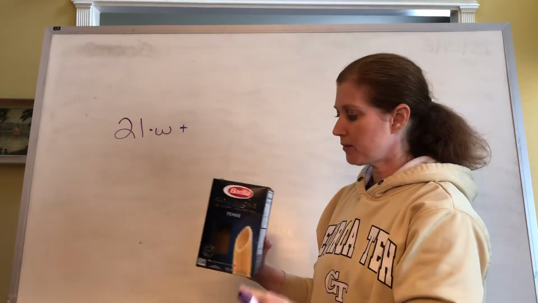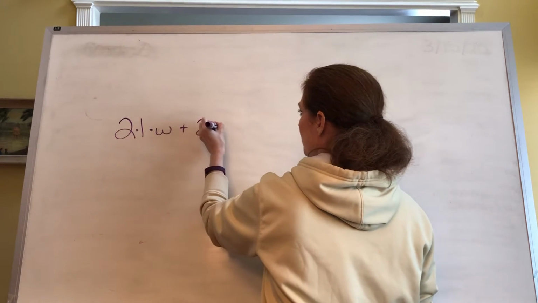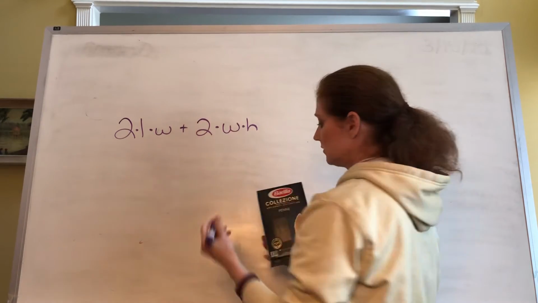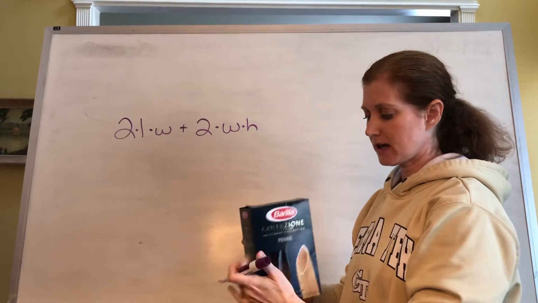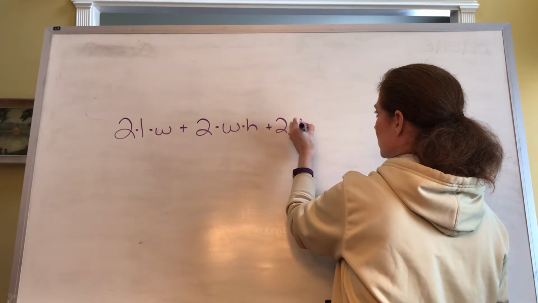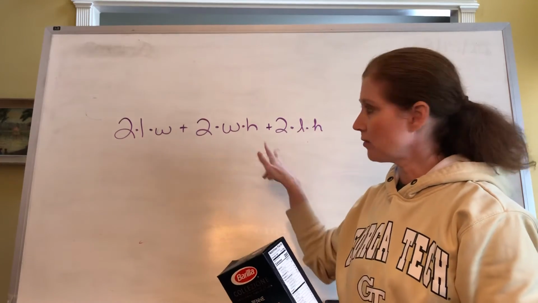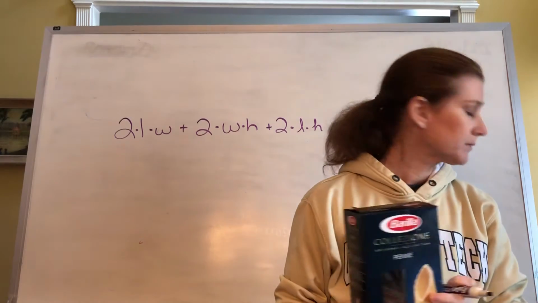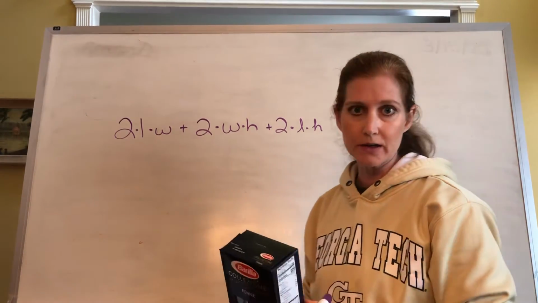And then we have the top and the bottom. So that would be 2 times the width times the height. I guess I'm making this my height. And then we also have these sides. So 2 times the length times the height. All right, if we add, that's going to give me all 6 sides. We add up those areas of the box, and then that will give us the surface area.